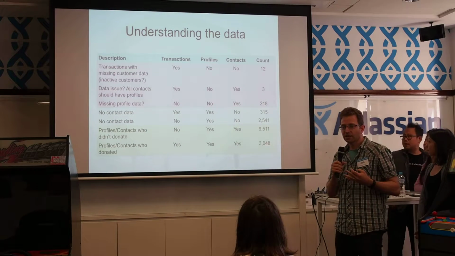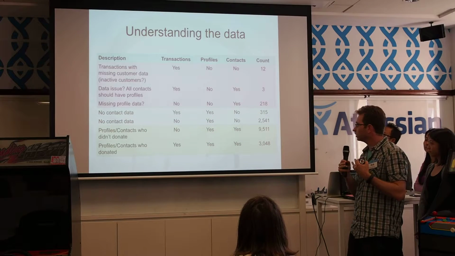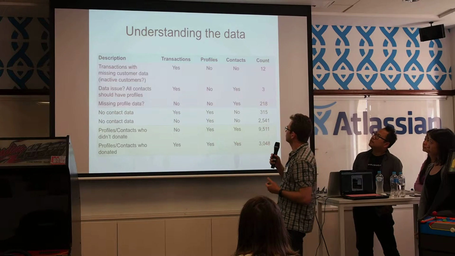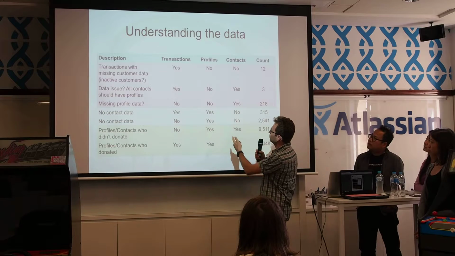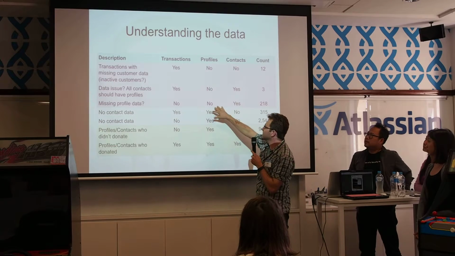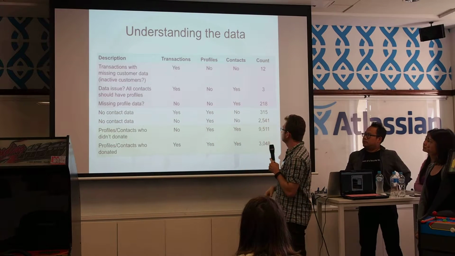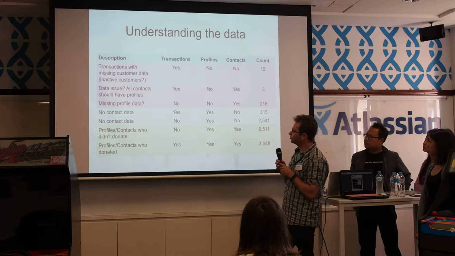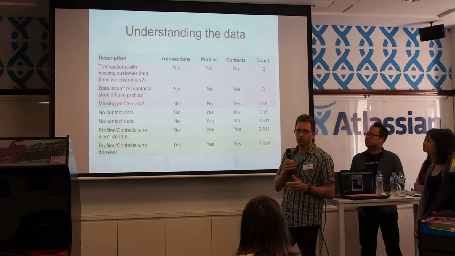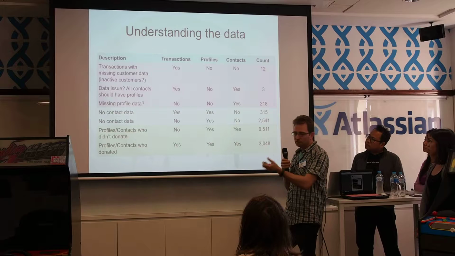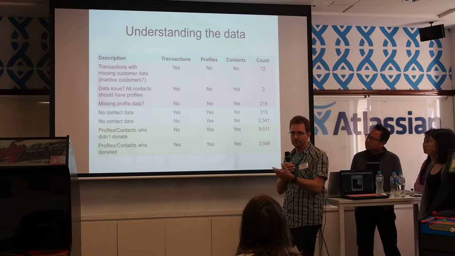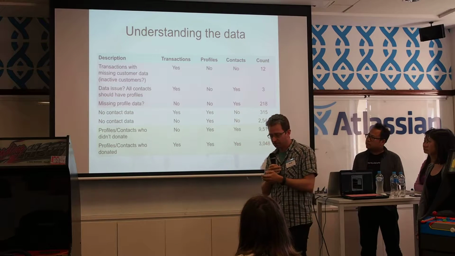Going over the data also allows us to find where we have mismatches. For example, all contacts should be associated with profiles, but in some cases that's not the case. So we can see which records are mismatching or misbehaving, and that allows us to go back to the data and see which records may need to be fixed.